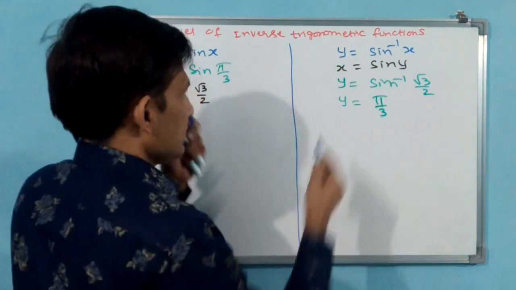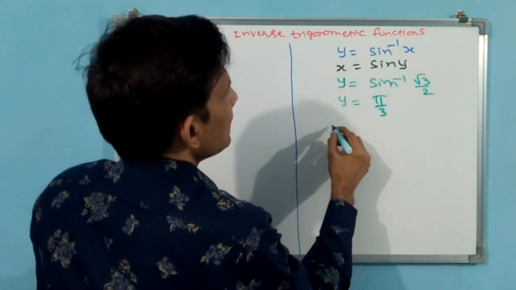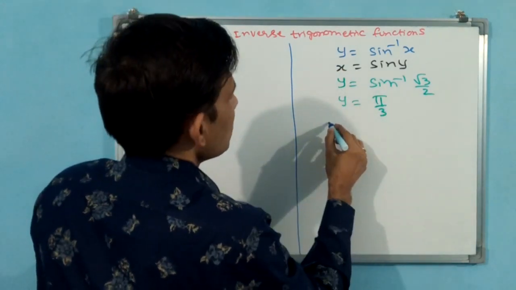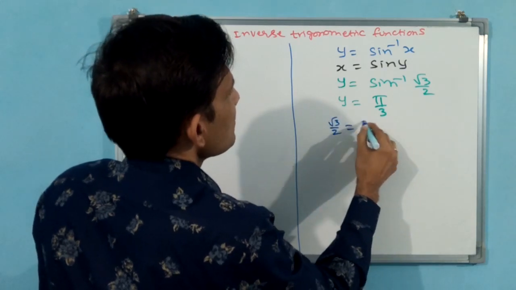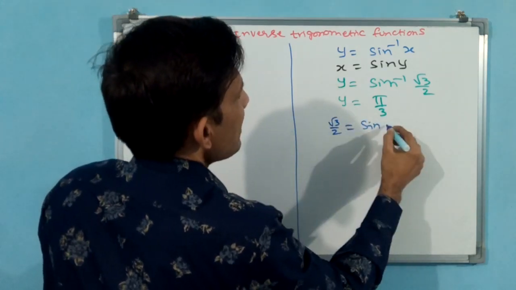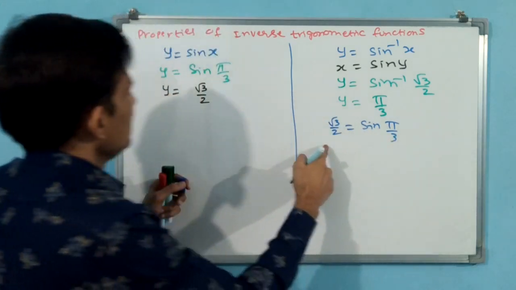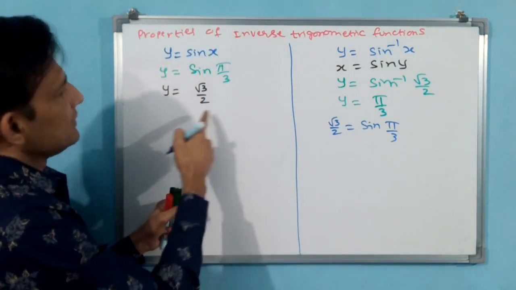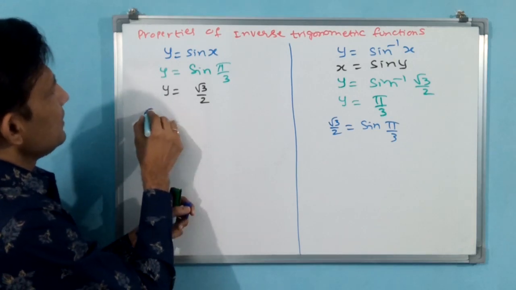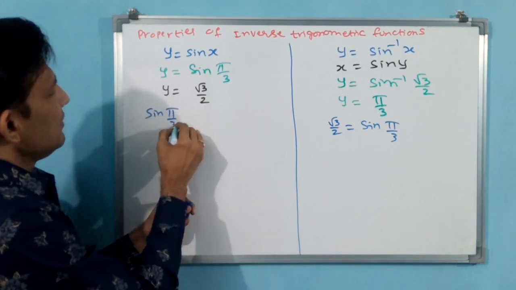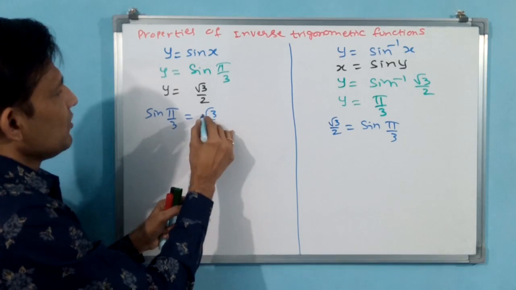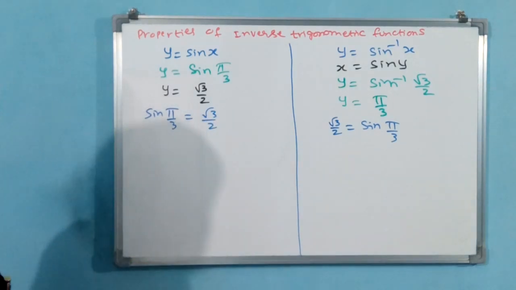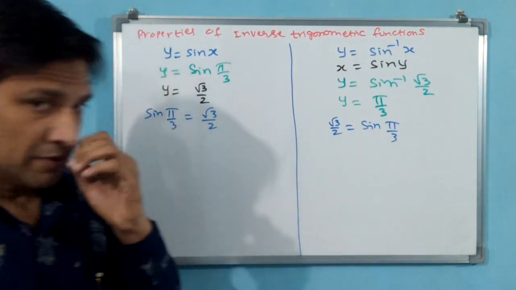Same thing I am writing here. x is equal to sin y. x means what here? Root 3 by 2. Root 3 by 2 is equal to sin y. y we take what? Sin pi by 3. You see, root 3 by 2 is equal to sin pi by 3. You can write here also sin pi by 3 is equal to root 3 by 2. Okay, LHS is equal to RHS. Root 3 by 2 is equal to sin pi by 3.